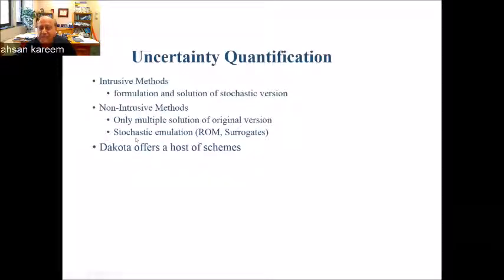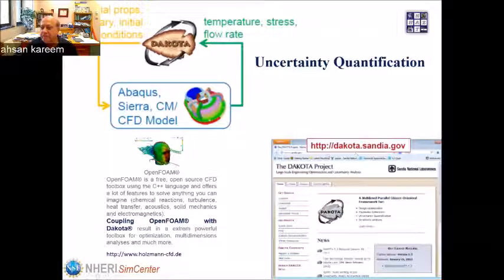Or there are some ways, what I call, and some other people call, stochastic emulation. You use a reduced order model or surrogates. And in that case, you don't have to simulate 1,000 times. You simulate about 30 times, you get a surface, and then you can run your Monte Carlo simulation on it. There's a powerful tool, Dakota, again open source, which has a host of schemes. Anybody interested should log in and download this source. And we are also developing this coupling between OpenFOAM and Dakota in the very near future.